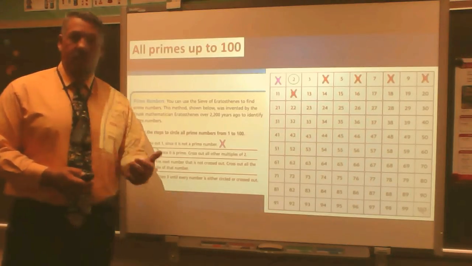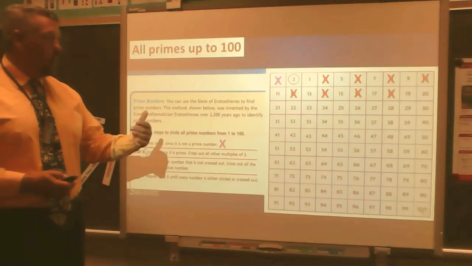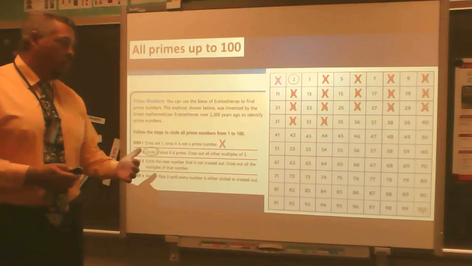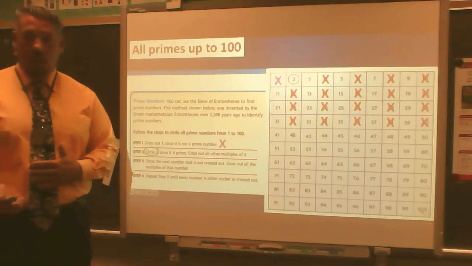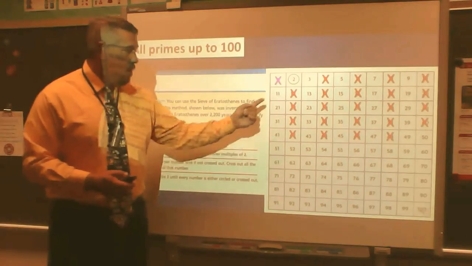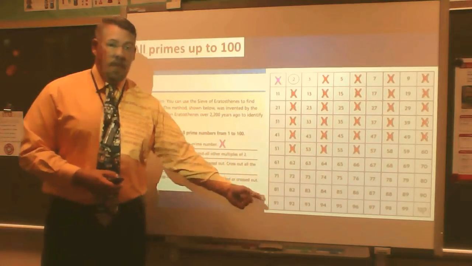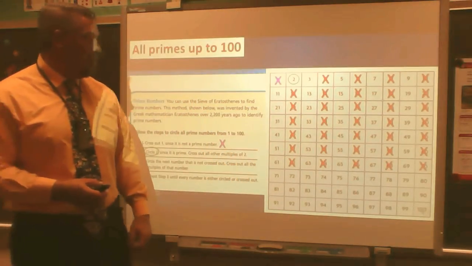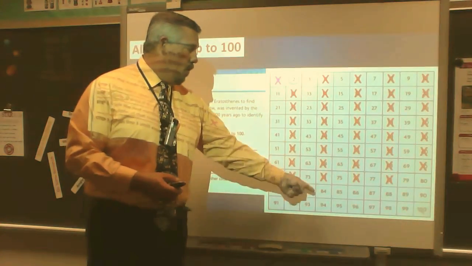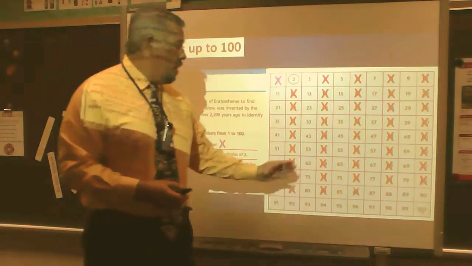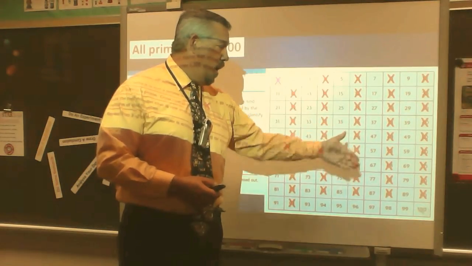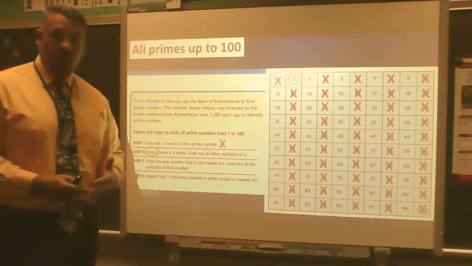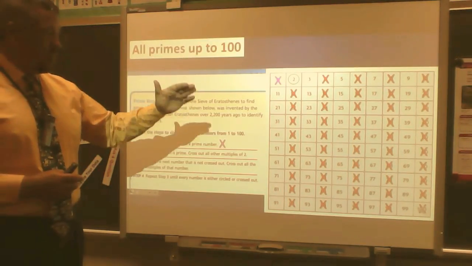4, 6, 8, 10, 12, 14, 16, 18, 20, 22, 24, 26, 28, 30. Notice I'm filling in the columns. So anywhere that the numbers end with a 2, I can fill in that entire column. Anywhere that the numbers end with a 4, I can fill in that column. Anywhere the numbers end with a 6, an 8, or a 0, I can fill in those columns. So all of those will be crossed out. All right? So take the time to do that.